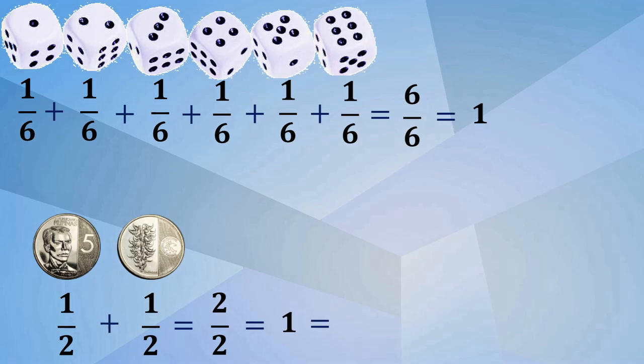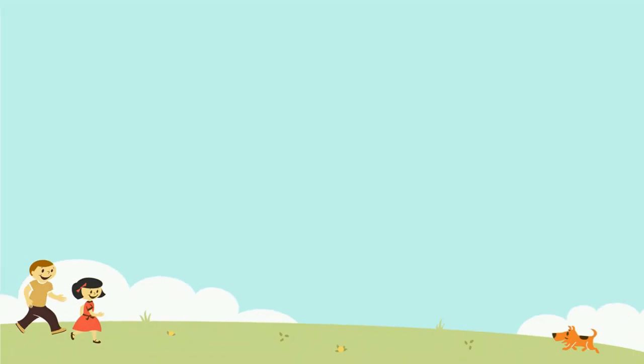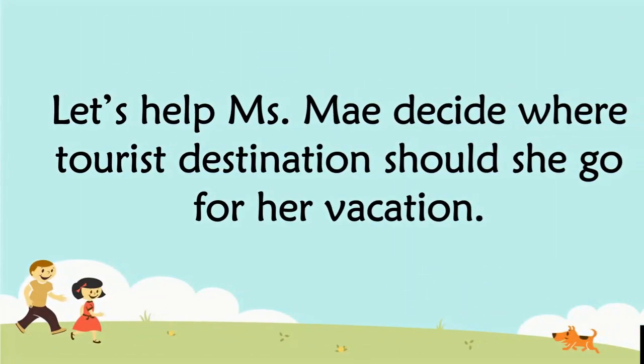And it's not just a coincidence. If you add up the probabilities of all possible outcomes of a trial, the total is going to be 1 or 100% because it is certain that at least one of those possibilities will happen. Alright, now you have a pretty good handle on the basics of probability. Let's help Miss May decide which tourist destination she should go to for her vacation.